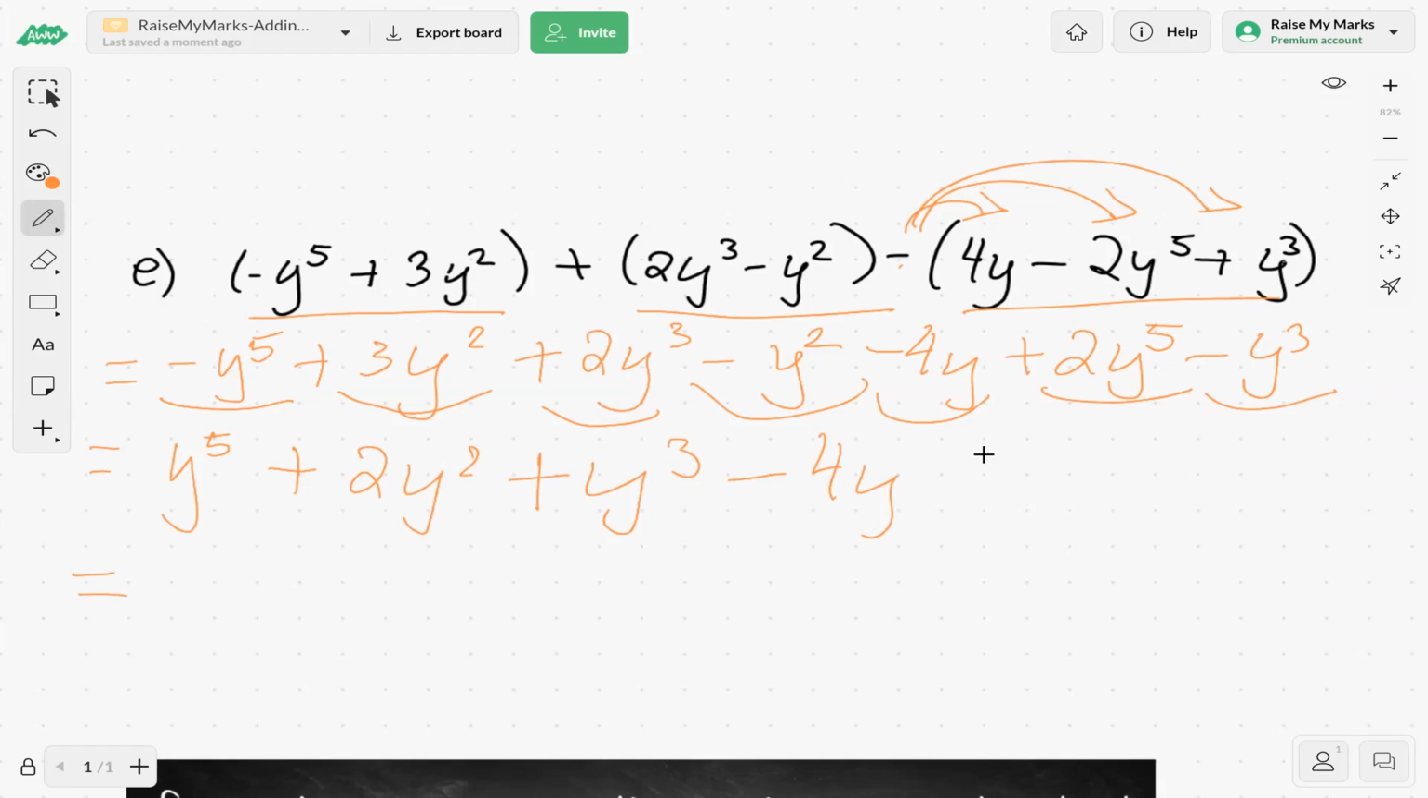Now, one thing we can do when you have polynomials with terms of varying powers, we can order them from least to greatest or greatest to least. So let's do greatest to least. And that gives us y to the power 5 plus y cubed plus 2y squared minus 4y.